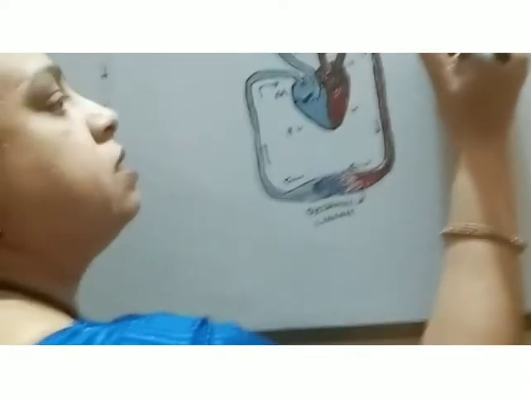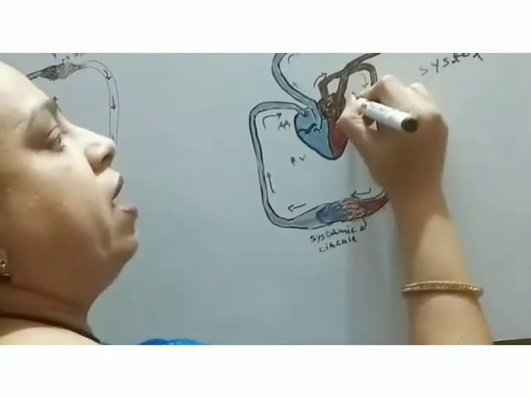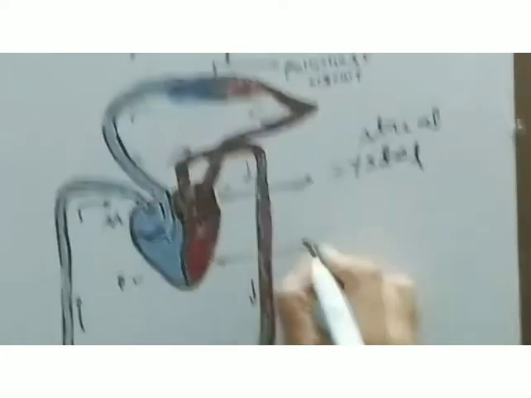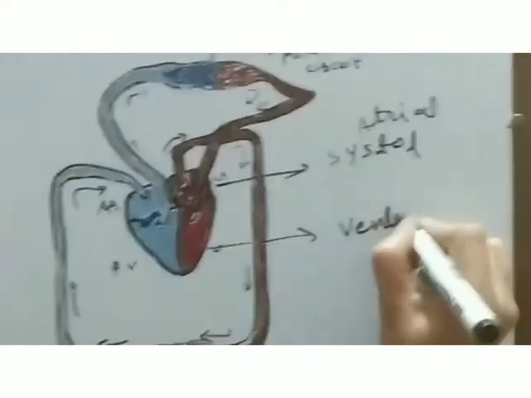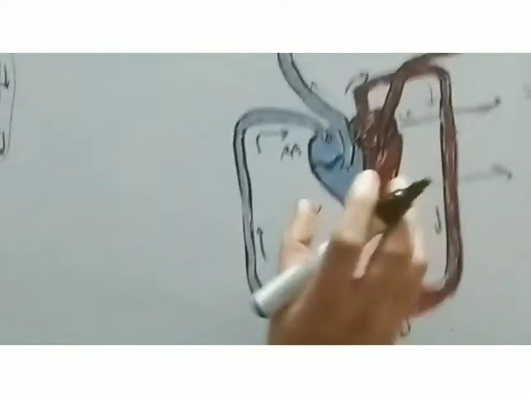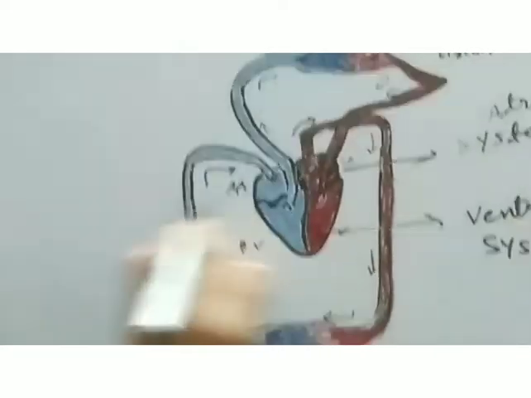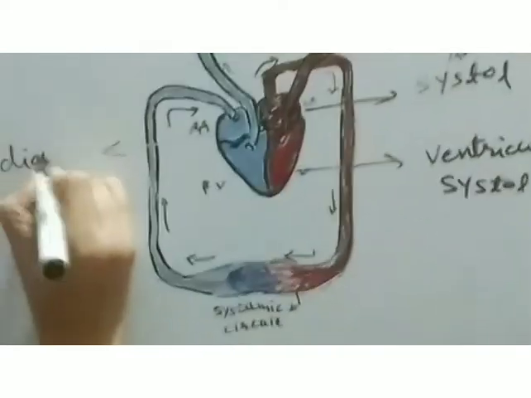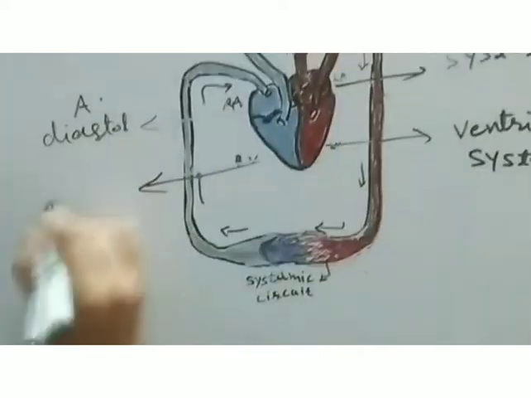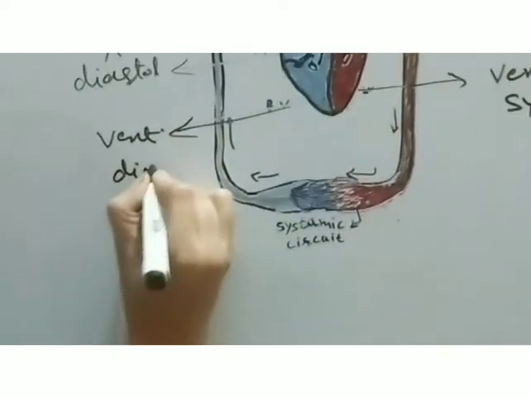The contraction of the heart is called systole. If the auricle contracts, it is called atrial systole, and if the ventricle contracts, it is called ventricular systole. Then if they dilate or expand, relax, it is called diastole. So this is atrial diastole and this is ventricular diastole.